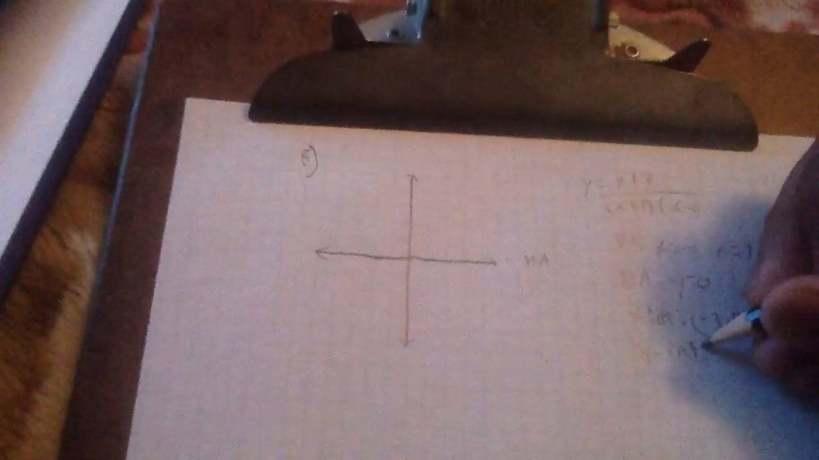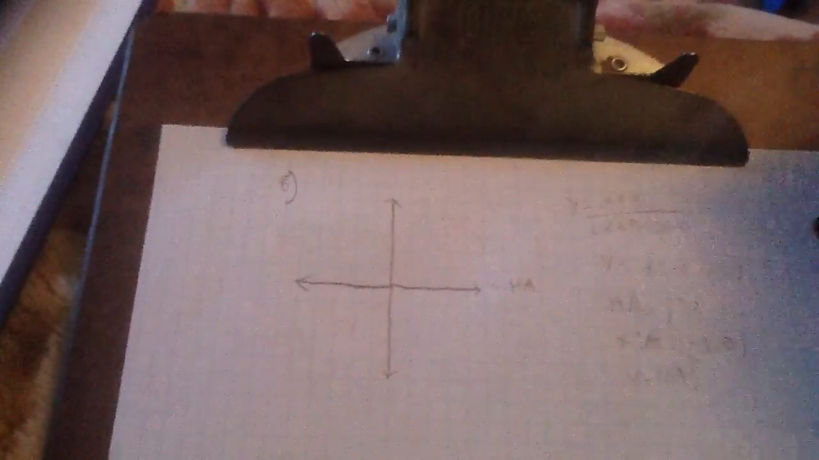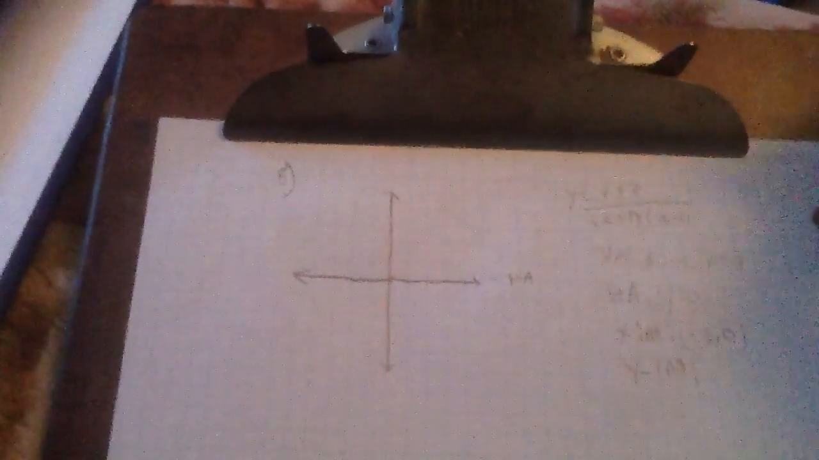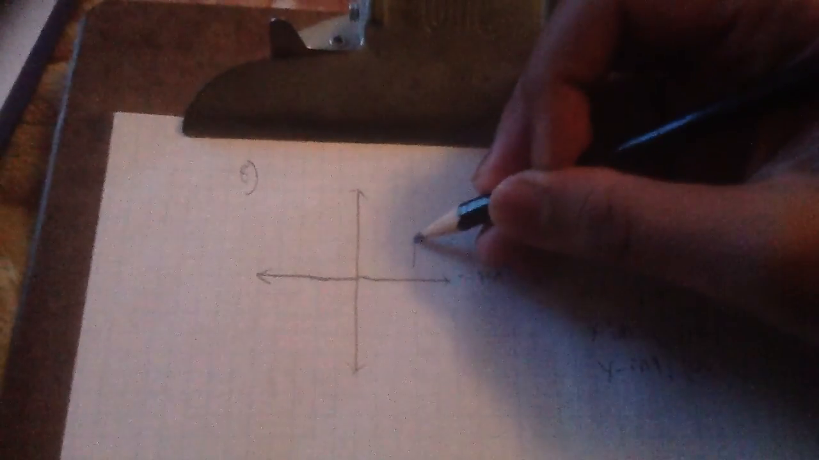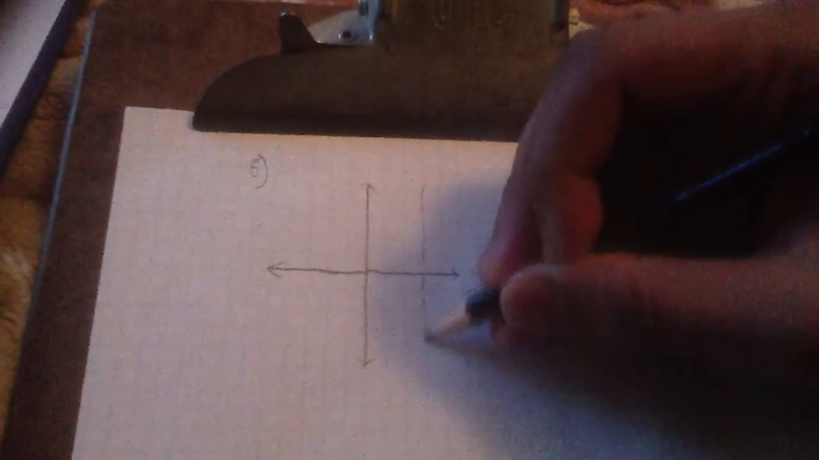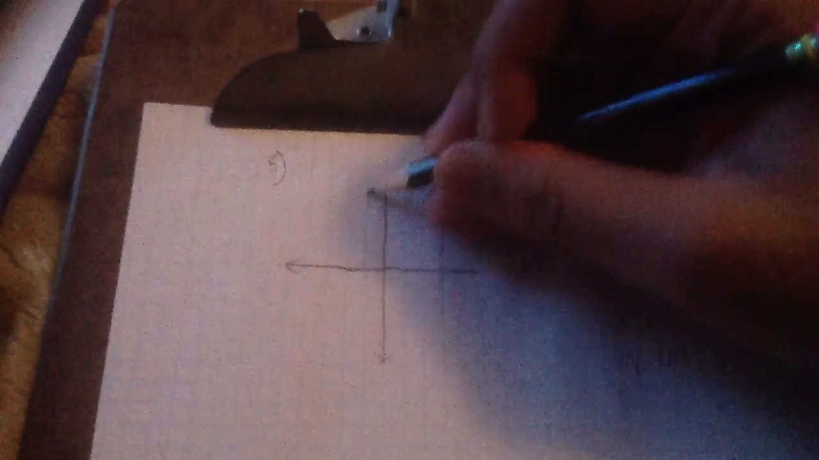And the y-intercept. So when I plug in 0, I get 3 over -3, so that's 0 and -1. So I'm going to draw all of these on the graph here. Now I'll put on the intercepts.